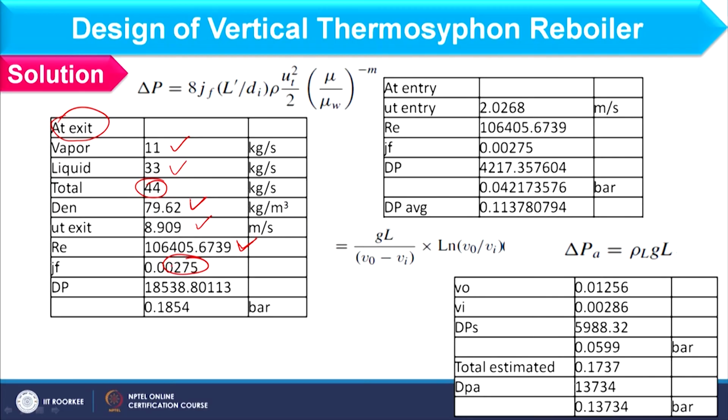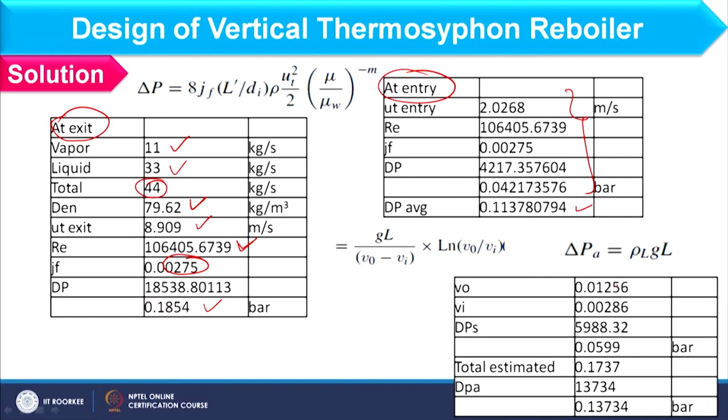JF value we can obtain as 2.75 × 10⁻³. So, total 0.1854 bar pressure we can obtain due to friction at exit condition of the tube, right. And further, at entry condition we can find out pressure drop in the similar line, which comes out as 0.042 bar. Okay. So, average of this and this gives the total pressure drop in tube side due to friction, which comes out as 0.1138 bar.